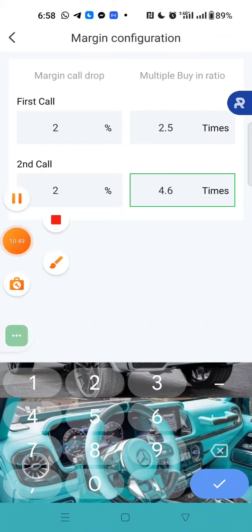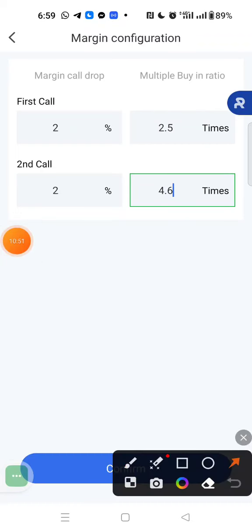The ability is to make sure that whenever the robot is buying more, it buys with more. Here you see you are doubling what it bought previously. And the power of doubling is to move the average price closer to the current price.